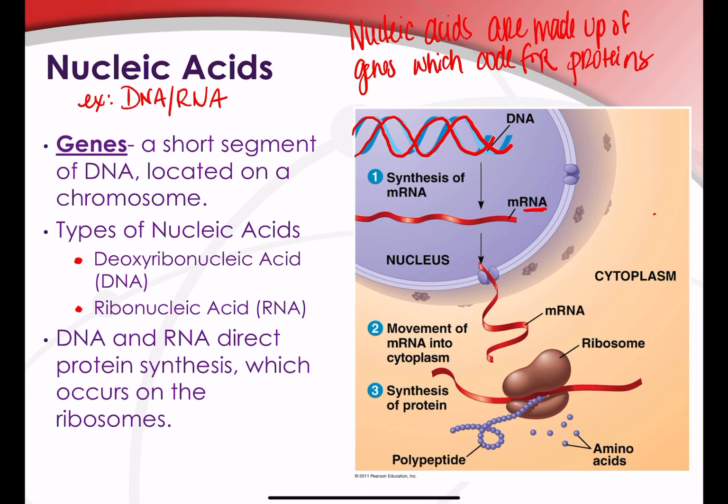So what is a gene? A gene is just a short segment of DNA. It's just a piece of the DNA. So remember, the DNA is a huge molecule, and it codes for lots and lots of proteins. And so if you just take a small segment of that codes for one specific protein, that is a gene, okay? That's what a gene is. And so genes are only in DNA. Genes are not in RNA, but the RNA is really important in the process of making a protein.